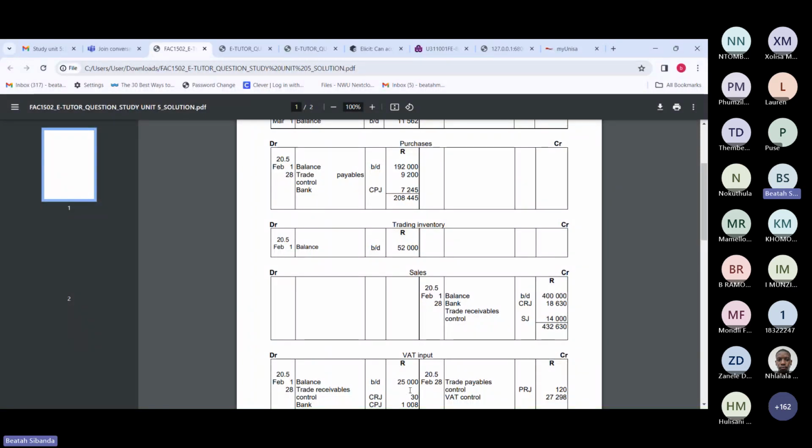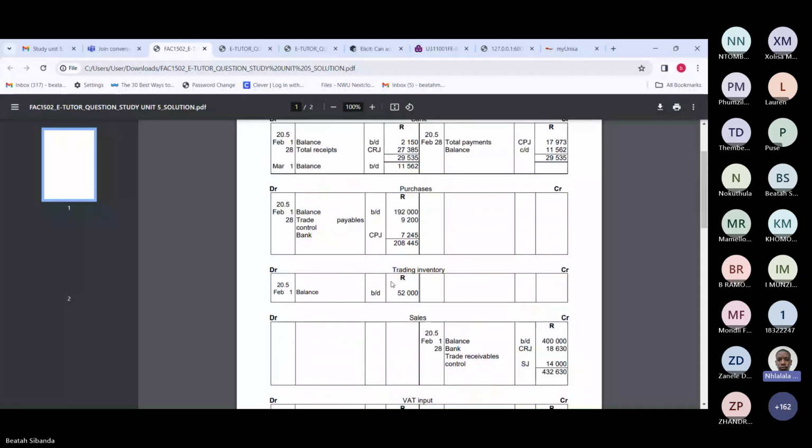Can you please repeat your question? I didn't quite get you. I remember you saying that when we sell things on credit, or inventory on credit, we have to record that in our purchases journal and sales journal, right? Mm-hmm. Why then don't we have anything on our trading inventory account in the general ledger?